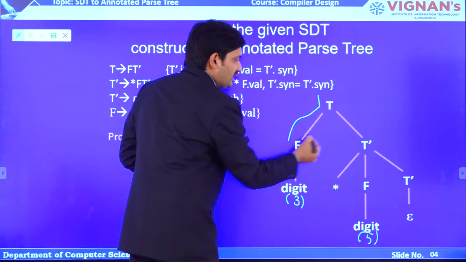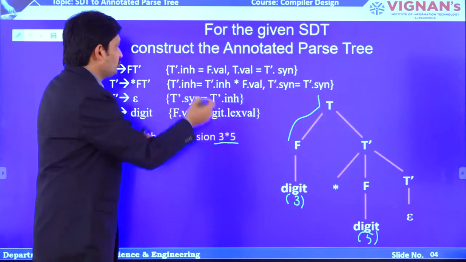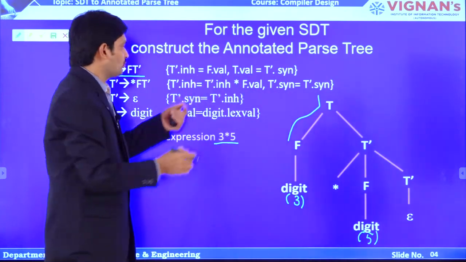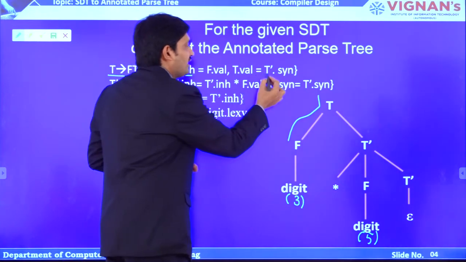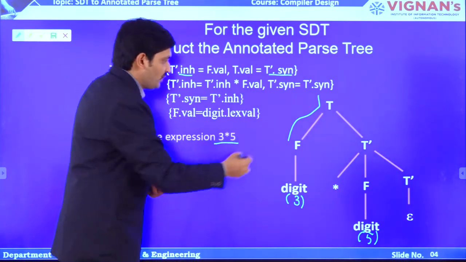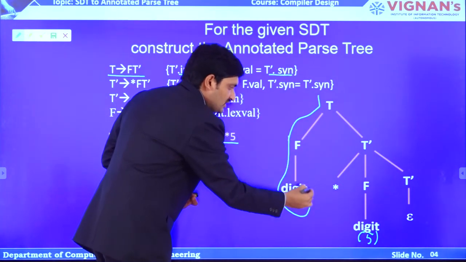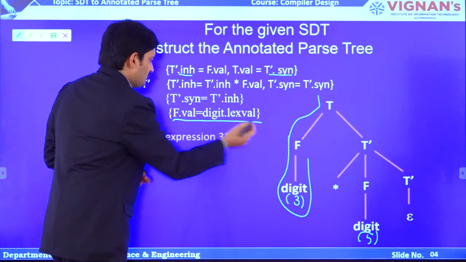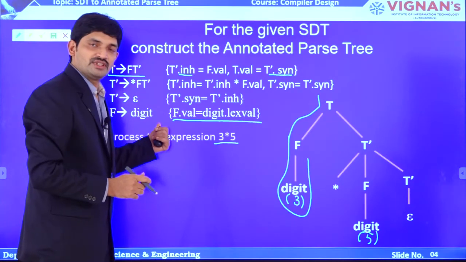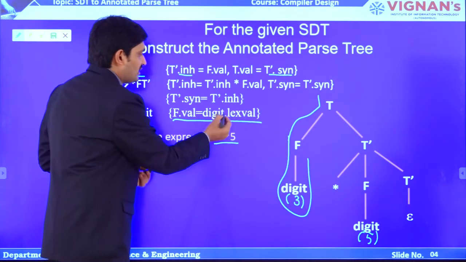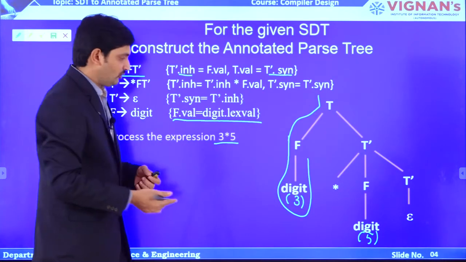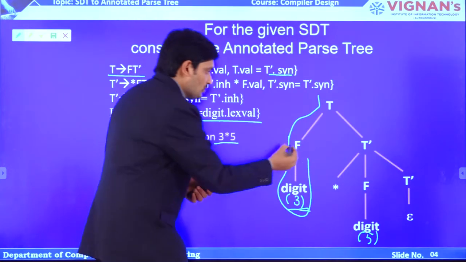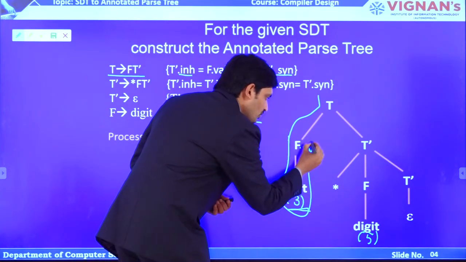So, when T tends to FT dash, according to that production, some action is going to be performed. So, we have to find the inherited value and synthesized value. When this digit is reduced to F, we have to perform the action associated with this production. So, digit dot lex value is assigned to F value. Here the lexical value attached to the digit is 3, which is assigned to F.